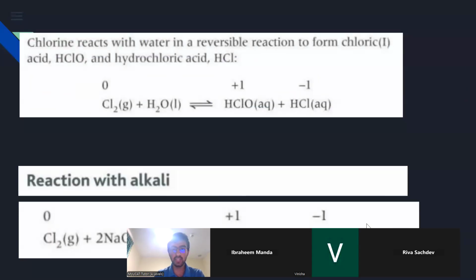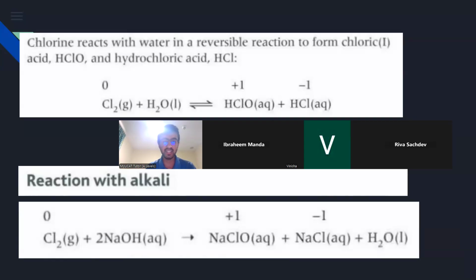You do need to know these reactions, and there are a lot of short mark questions that just ask you about the reactions of chlorine with water and chlorine with alkali. So chlorine with water, going to make HClO and HCl. Chlorine with alkali is going to make NaClO plus NaCl plus H2O. So very similar pattern, HClO, HCl, NaClO, NaCl.